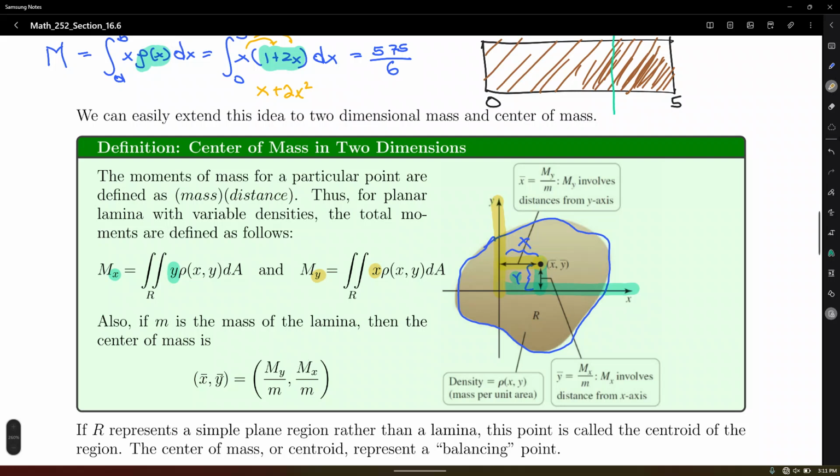Now, here is the thing. Look at this coordinate right here. No, it's not a typo. So this moment about y, which involves a distance x, goes in the x coordinate, and this moment about x, which involves a y distance, goes in the y coordinate. So no, it's not a typo. It's not the reverse, right? So let's have a look at one example to see this one in action.